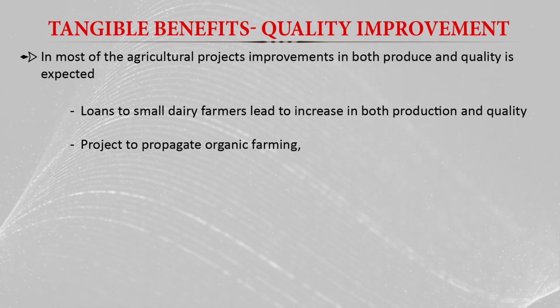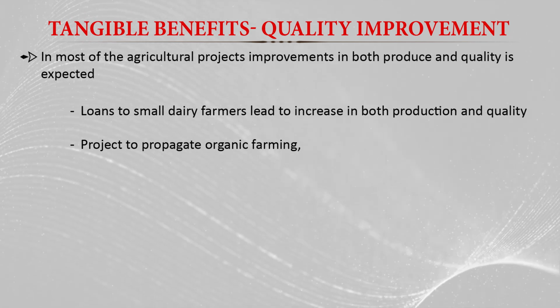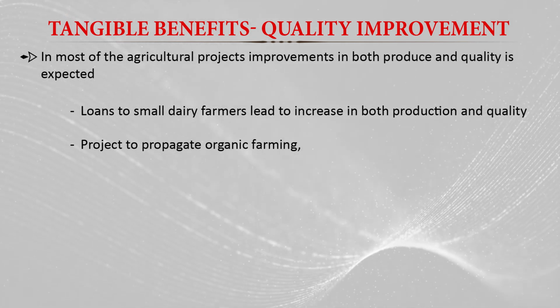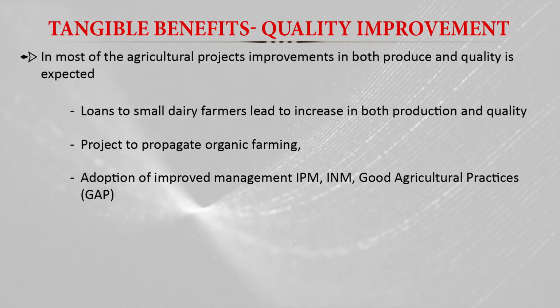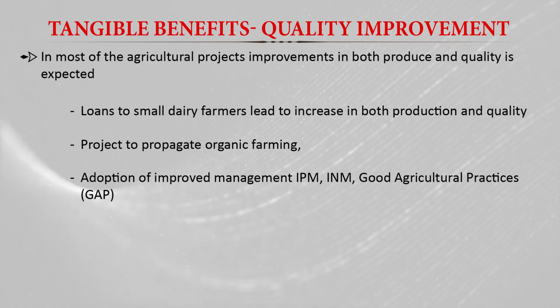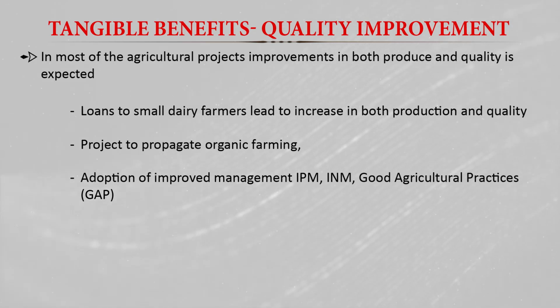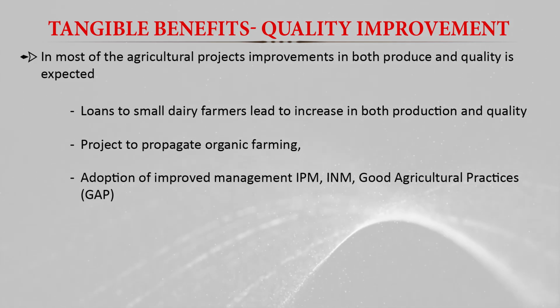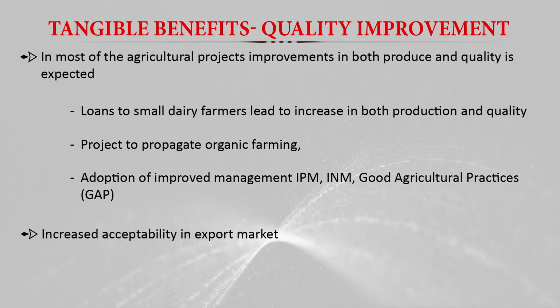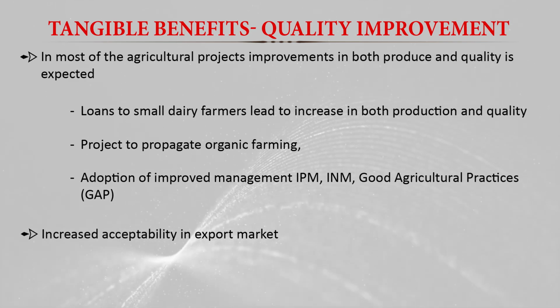Then if we have a project on organic farming, the quality of the produce will be increased. If we are adopting a project to improve the production management practices like integrated pest management, integrated nutrient management, or good agriculture practices, the quality of the produce is increased or enhanced. So in that case, we increase our return or net income from the project.